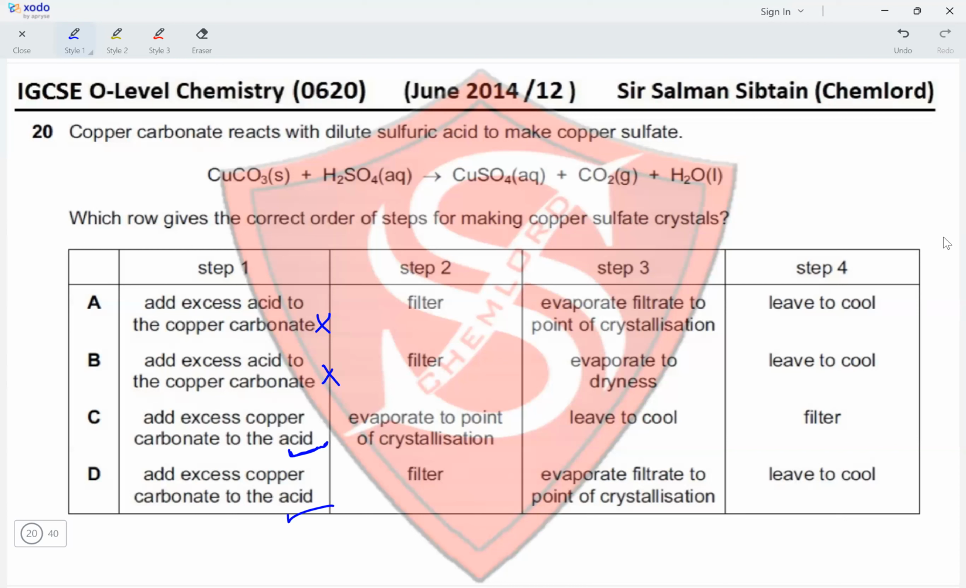Moving on to step 2, we have either we evaporate to point of crystallization or we filter. Evaporation to point of crystallization is done if we have a soluble salt already separated from the insoluble precipitate. So this is not the second step. The second step is to filter it. So this eliminates option C. Step 3, evaporate filtrate to point of crystallization. Yes. And step 4, leave to cool. Yes. So this makes option D the correct option for this question.